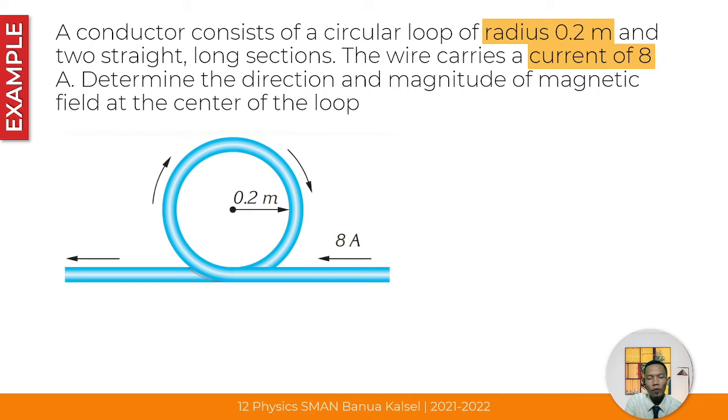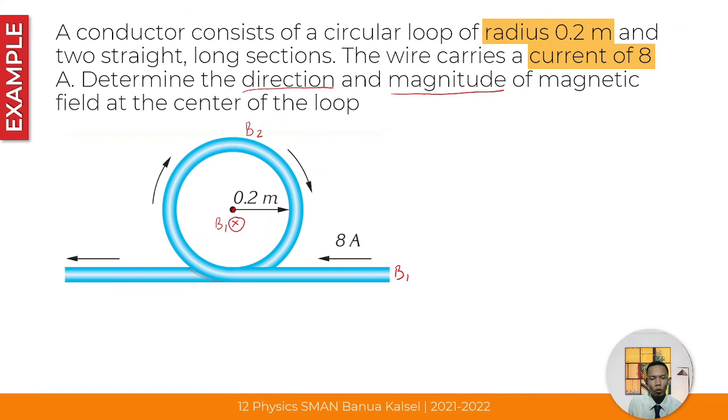What we have here is a circular loop, and also a long straight wire. The radius is 0.2 and the current is 8 ampere. First, we need to determine the direction of each, and then we can calculate the magnitude. For the direction, the electric current in the long straight wire is coming to the left, and at the center the field is up, so it will be coming in. Let's say B1 is for the long straight wire and B2 for the circular loop. So with the current coming to the left in the long straight wire, there will be a magnetic field coming in at the center of the loop. So B1 will be a cross here, coming in.